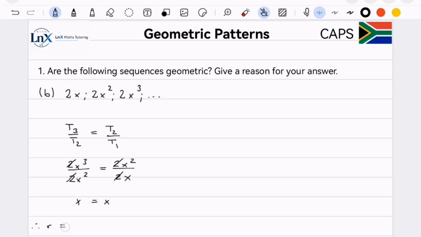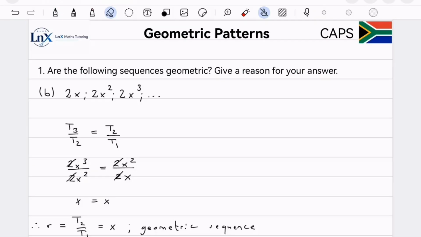Therefore, we know that our common ratio is x. Therefore, we do have a geometric sequence, since we have a common ratio of x. All right, now that we're done with question 1B, let's go to the next question.